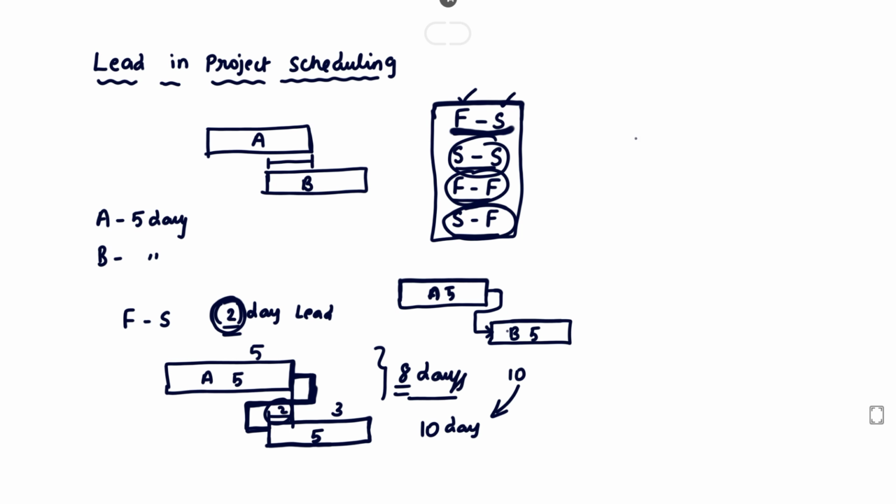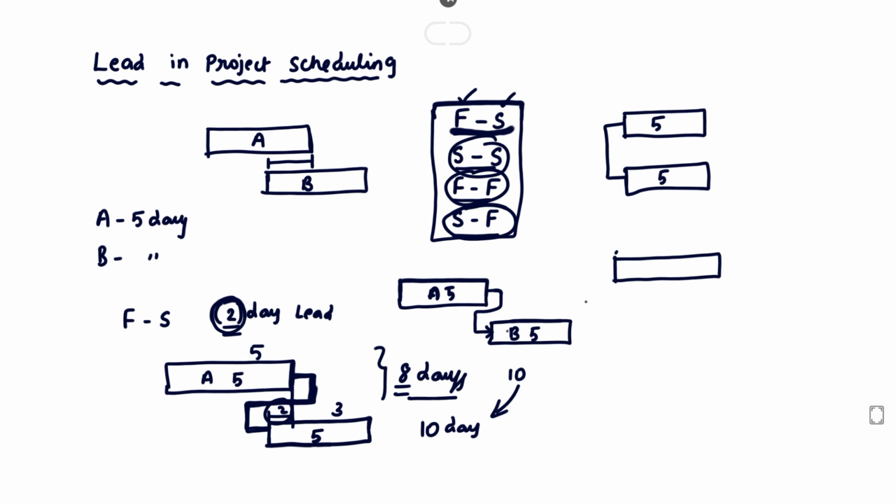For example, we can take start to start. Whenever two activities are started simultaneously, this is 5 days and this is also 5 days, so the two activities will be started at the same time. If there are 2 days of lead time, activity B will be started earlier than activity A, 2 days earlier than A. So start to start, but with 2 days of earlier time. This is A and this one is B. This is 5 days, and this is also 5 days.